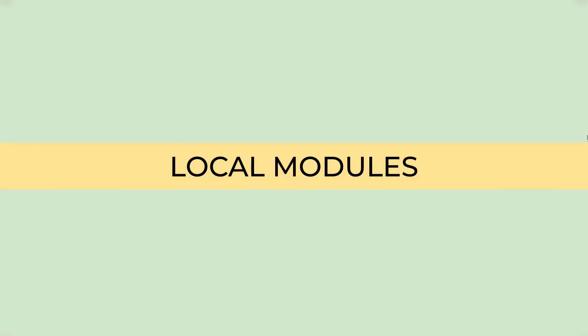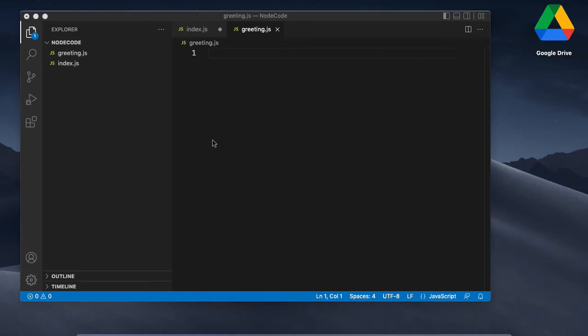Let us look at local modules. These are modules which we write ourselves in our application in order to modularize our application. If we have to use a piece of code again and again, it is best to package that code into a module. It is important to know that Node treats every JavaScript file as a module. As you can see, in my node code folder, I have these two files, greeting.js and index.js. Greeting.js is going to be the module, and index.js is going to be our main code. We are going to import and execute functions from the greeting.js file.